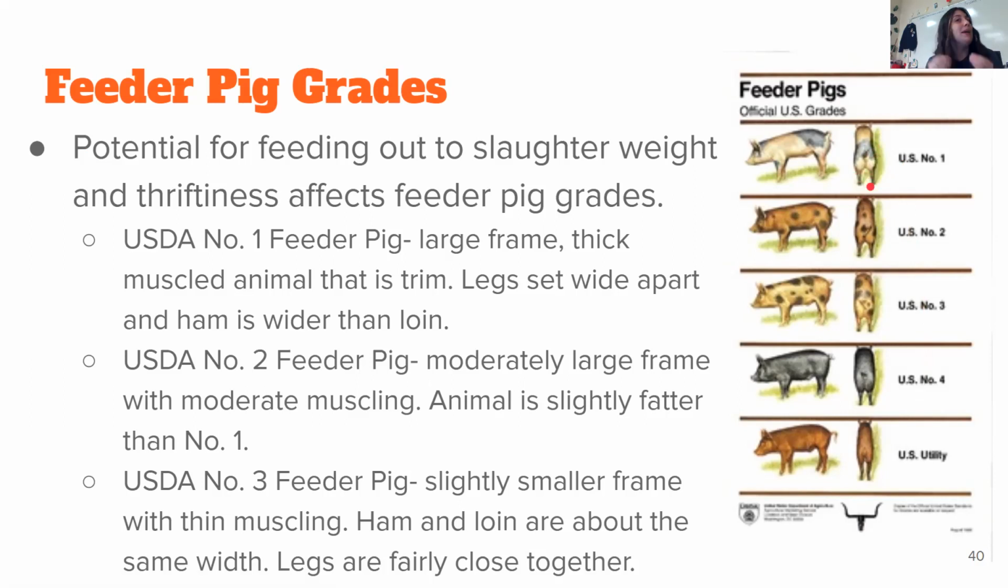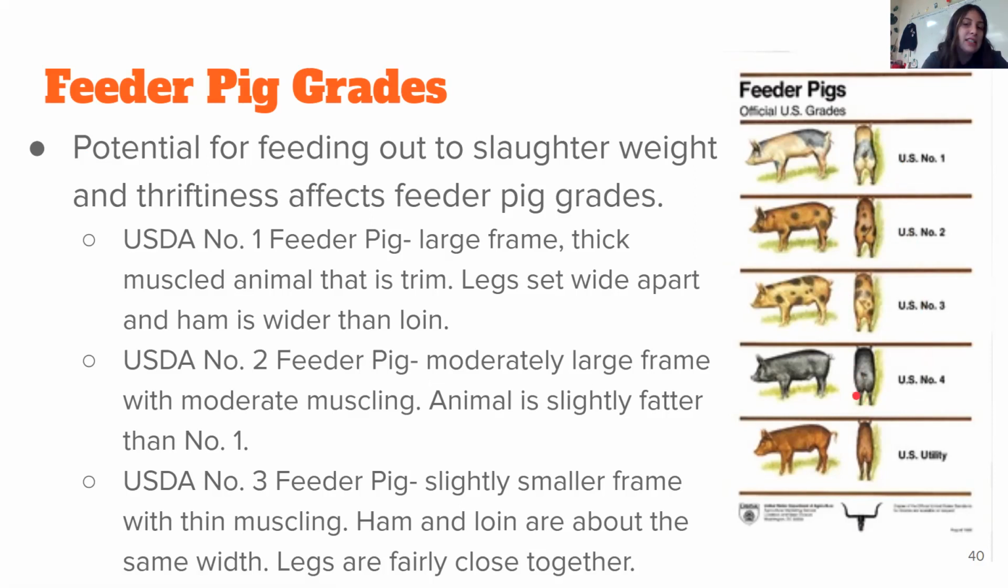Big butt means a big ham, and a big ham means a big pig. So it's easy for us to look and say, all right, this number 1 pig has really big hams. Whereas if we look at a number 4 pig, they're not as defined. There's not a whole lot of muscle there. There's not a whole lot of meat.